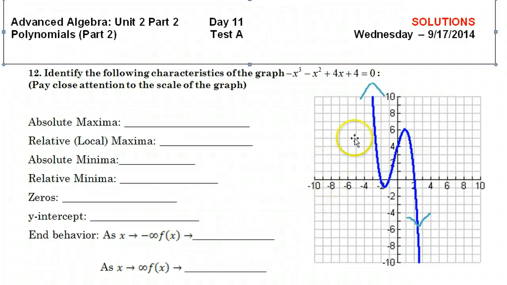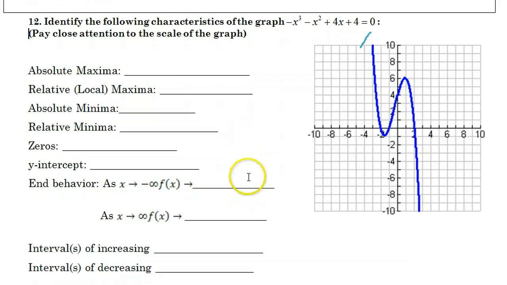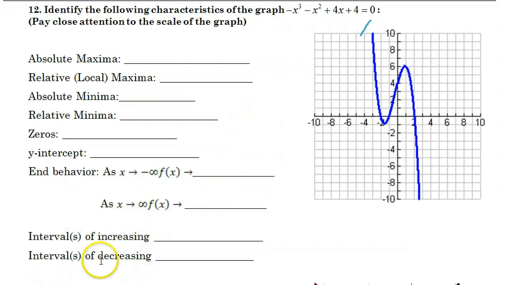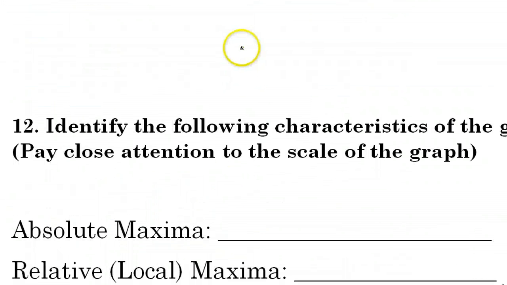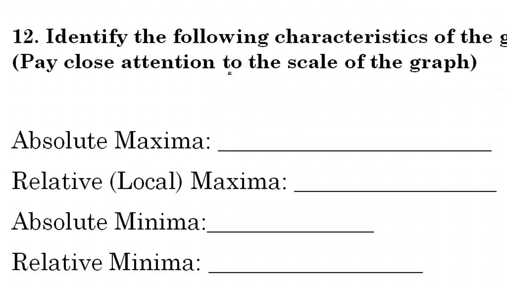Alright, this is part 4 of our lesson on polynomials. In this video we will focus on analyzing functions and getting down into the details of the characteristics of polynomial functions. So we'll talk about maxima, minima, zeros, y-intercepts, end behavior, and intervals of increasing and intervals of decreasing. So these last two problems are all about the characteristics of a polynomial function.